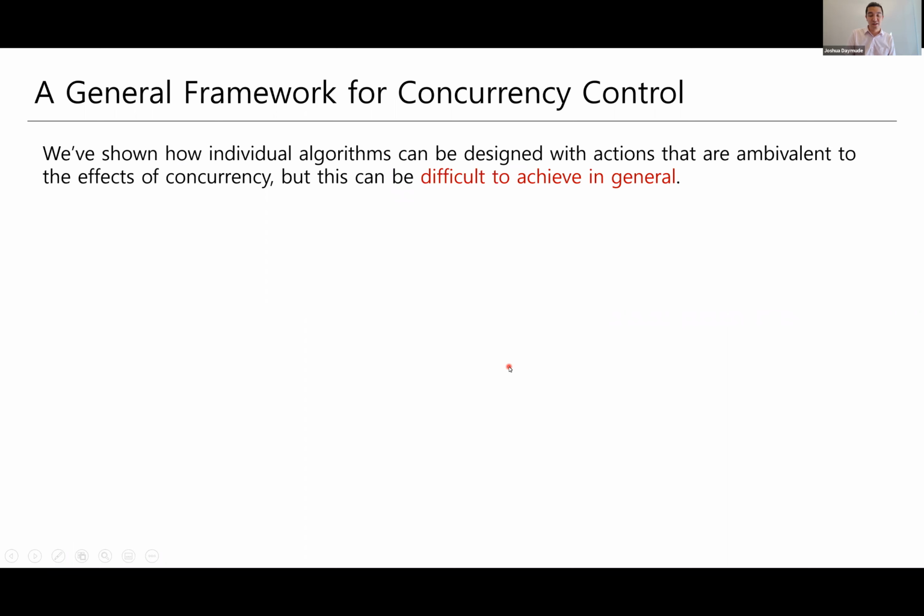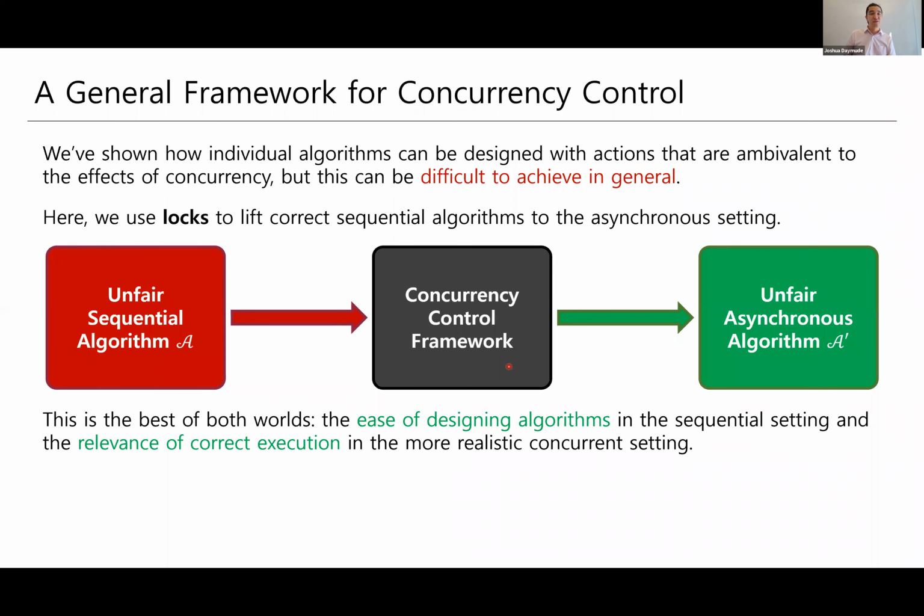Now we turn our attention to the third and final contribution of this paper, which is a general framework for concurrency control. With hexagon formation and those sufficient conditions we just talked about on the last slide, we showed how an individual algorithm can be carefully designed so that its actions are ambivalent to the effects of concurrency, but this might be very difficult to achieve in general. Instead, we'd like to use locks in a general way. What we will be doing is starting with an algorithm that works under an unfair sequential execution, and using locks to lift it so that we get an equivalent algorithm that works under an unfair asynchronous adversary.